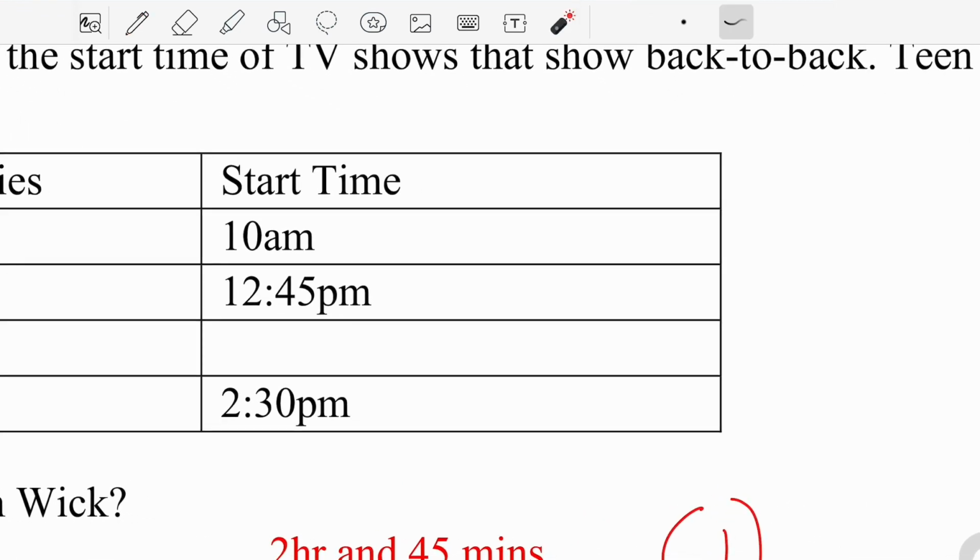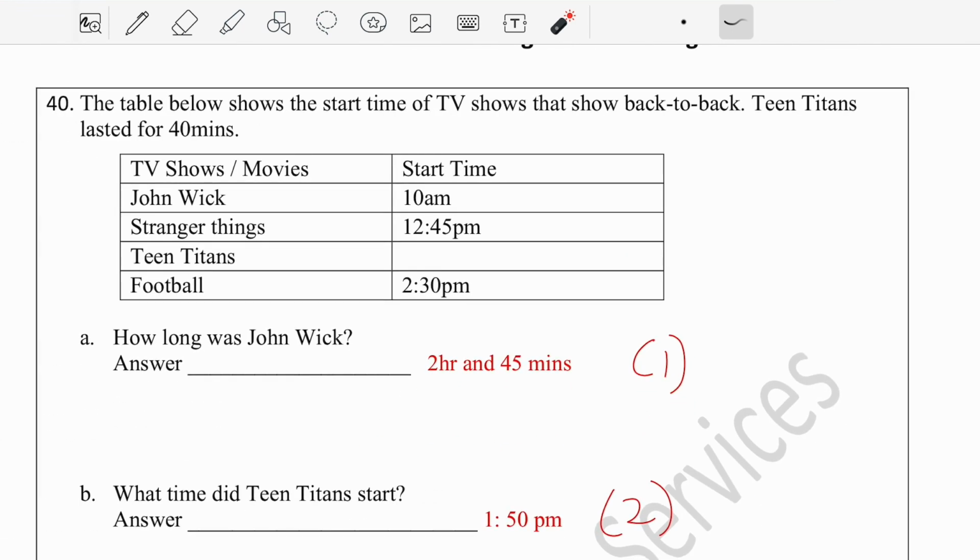So we can say from 10 a.m. to 11 a.m. that's 1 hour, to 12 p.m. that's another hour, and then to 12:45 that's 2 hours and 45 minutes. Right? What time, part B, what time did Teen Titans start?